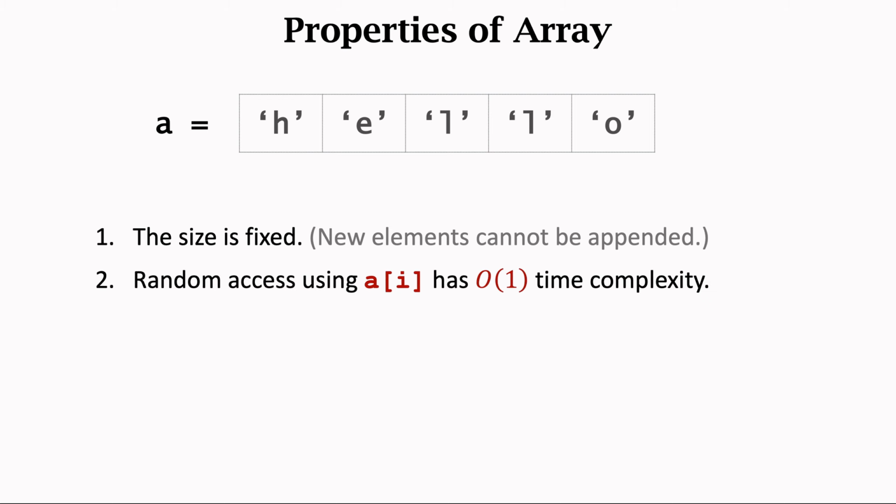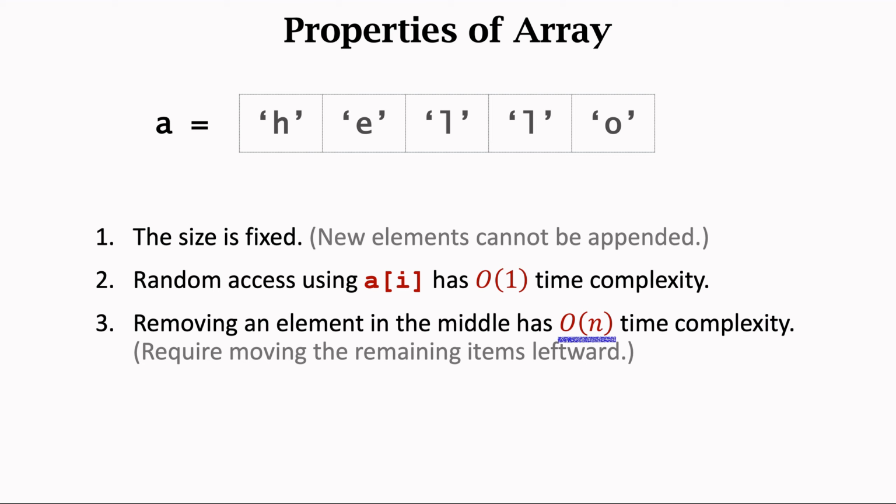Second, arrays allow randomly accessing the ith element using a bracket I. The random access has only constant time complexity. Vector also allows random access, but linked lists do not.